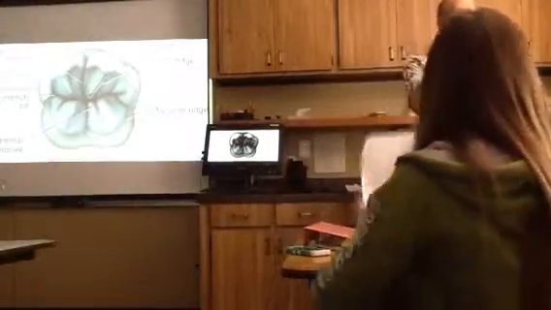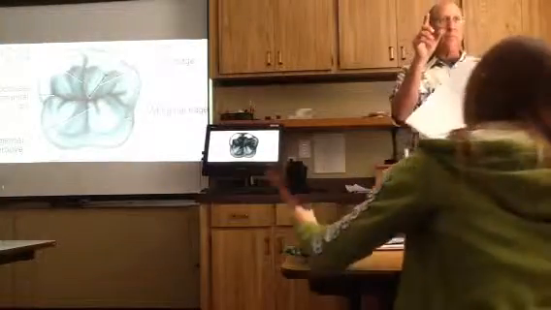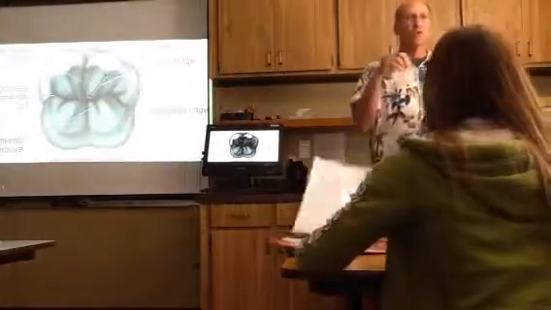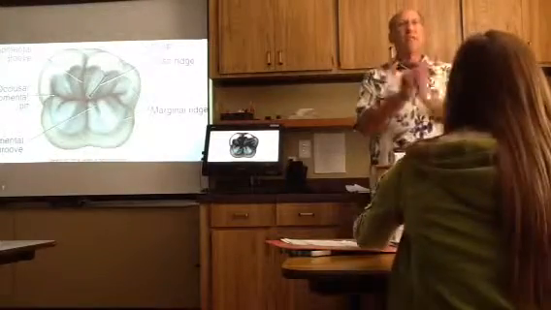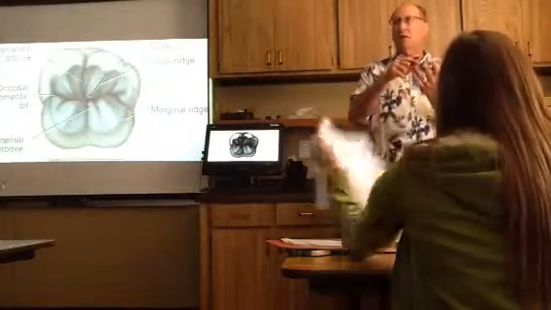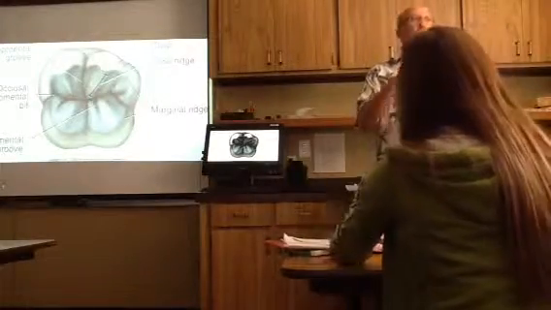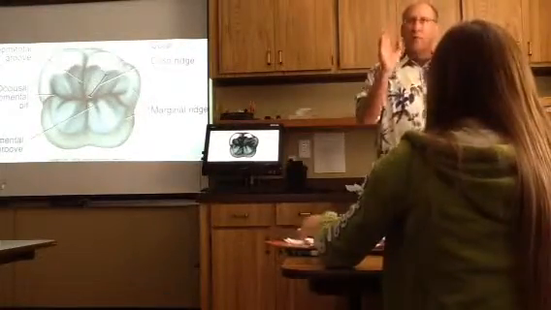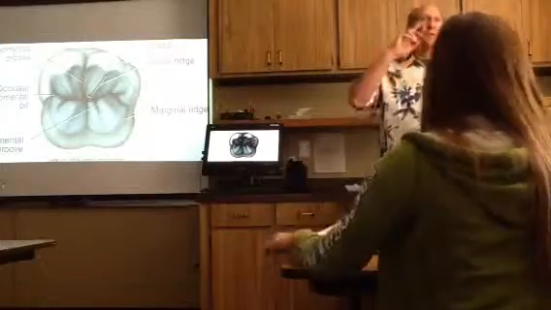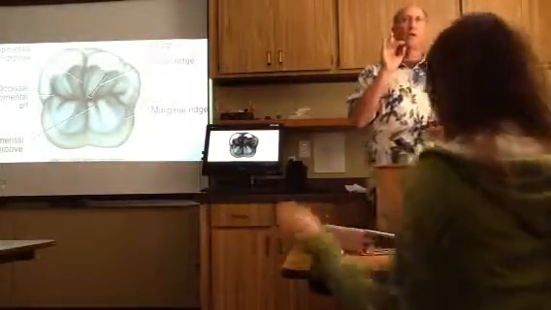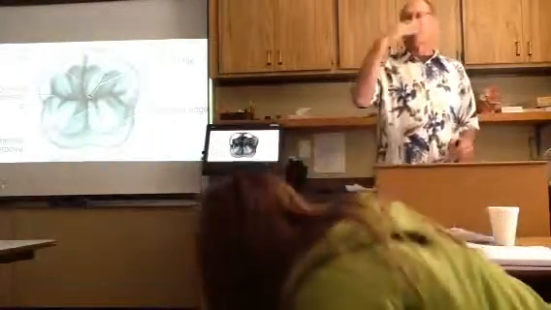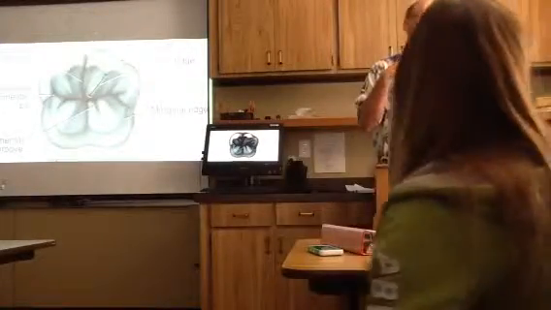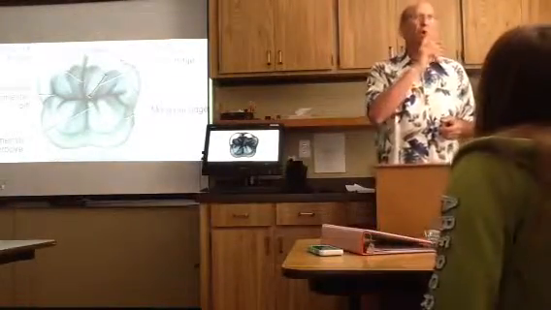I want your DAQT: dentition, arch, quadrant, tooth. Dentition, primary or permanent, always start with that. Arch, upper or lower, maxillary or mandibular. If you say upper, you'll still get credit. Quadrant is right or left. Tooth: first molar, second molar, lateral incisor, canine, cusp.